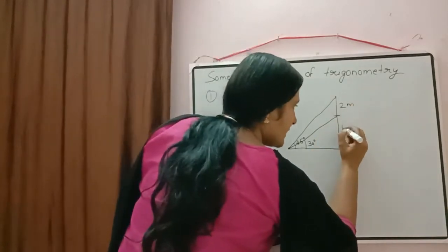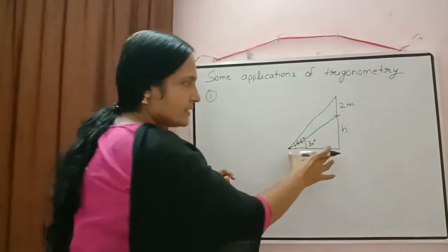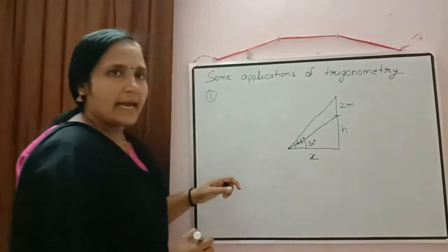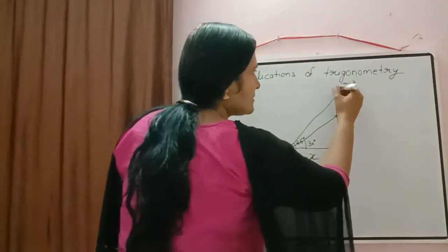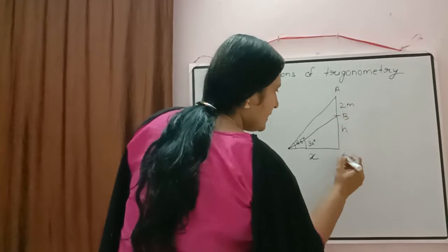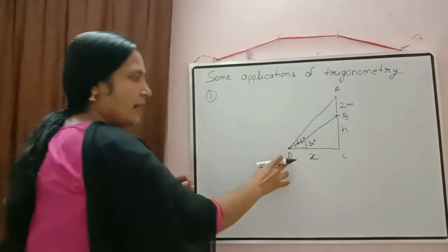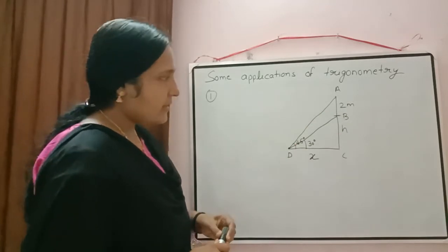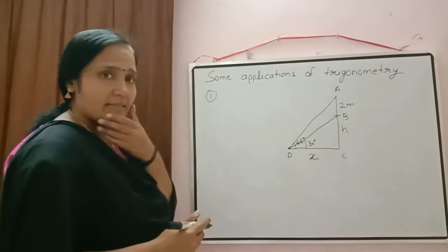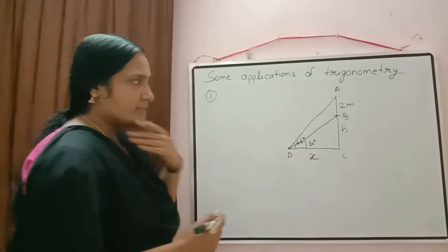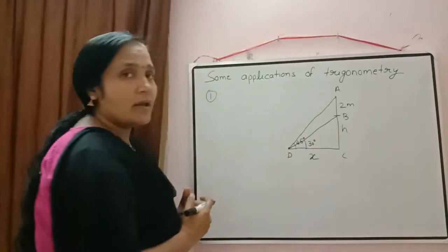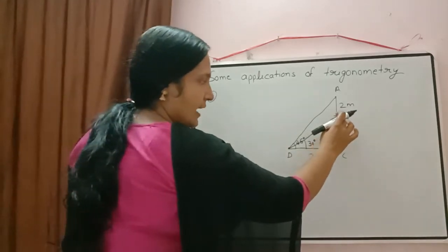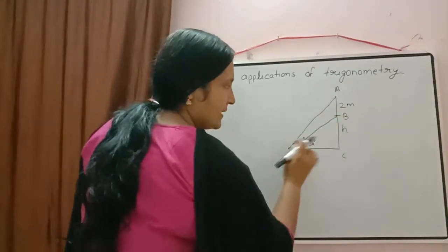This one I am taking as h, and this distance we also don't know, so that one we can take as x. Now we will give some points, A, B, C, D. We have to calculate the height of the pedestal. Let's check whether we have some right triangles here. Yes, so first we can take the smaller one. What is that smaller triangle? Yes, we have triangle BDC.